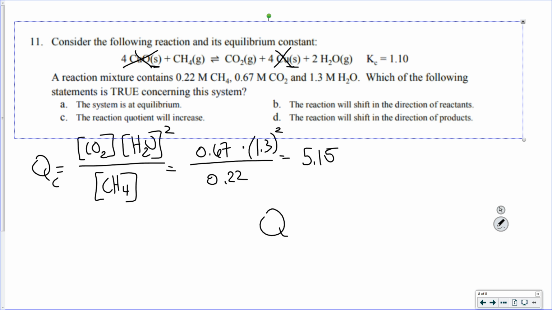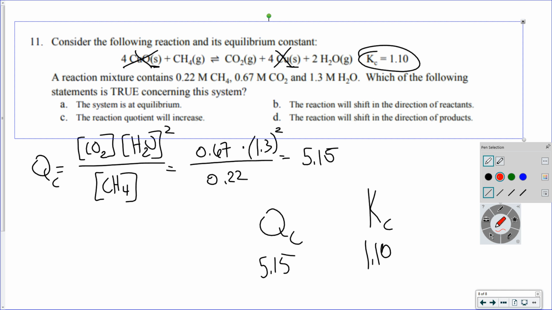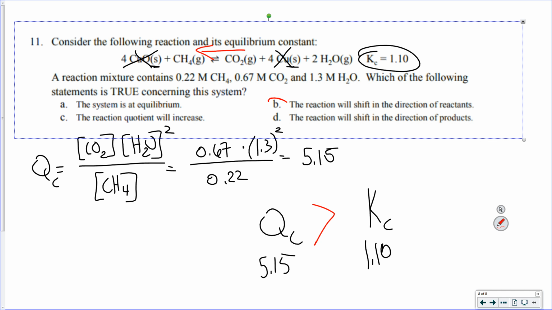And then I need to do the comparison of Q versus K. So it's 5.15. If I look in the table, I see that K is 1.1. So anybody else come up with my Q? Did I do the math right? Okay. So in this case, Q is greater than K. So that means the reaction is going to proceed in the reverse direction. So it's going to shift towards the reactants. Choice B.